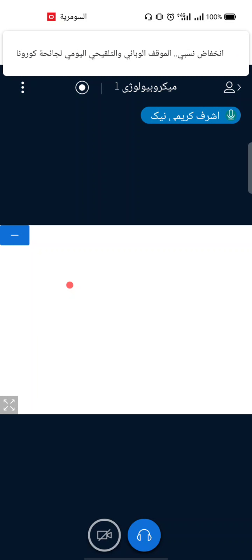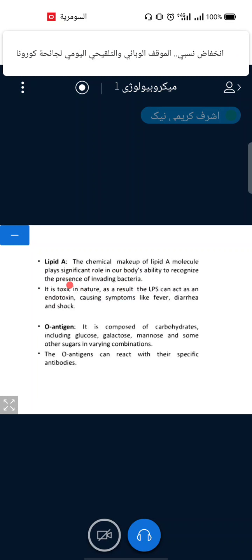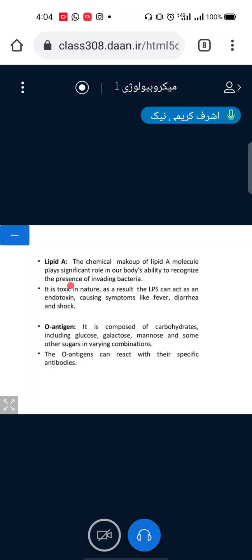Lipid A, the first part of lipopolysaccharide. It is toxic. The chemical makeup of the lipid A molecule plays a significant role in our body's ability to recognize the presence of invading bacteria. Lipid A is responsible for recognizing invading bacteria.